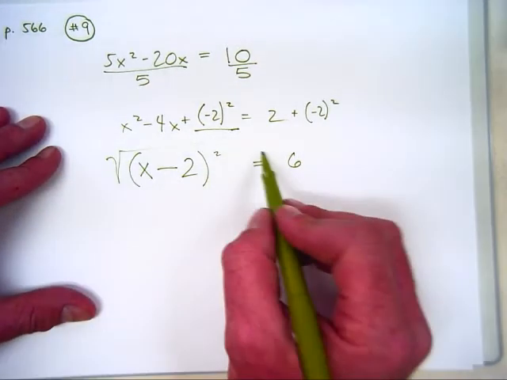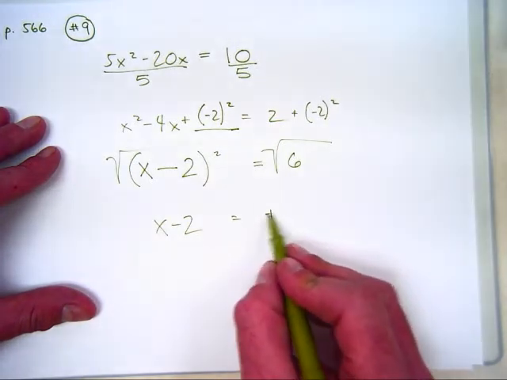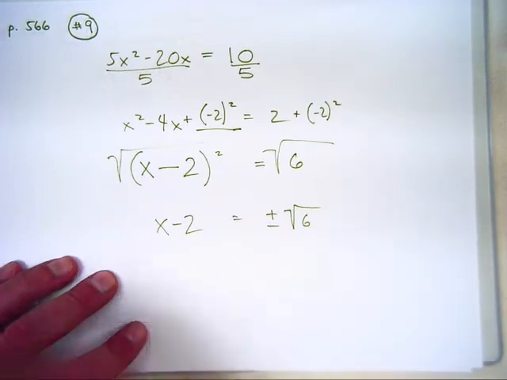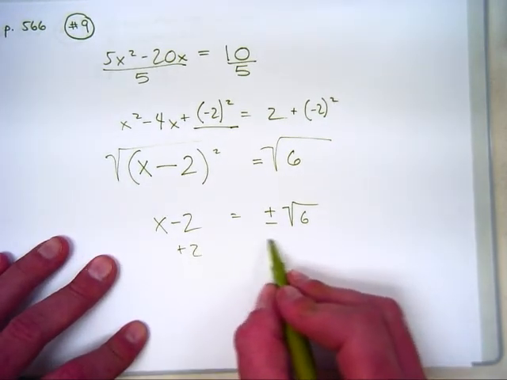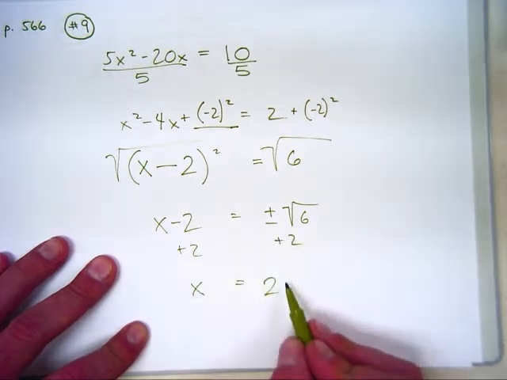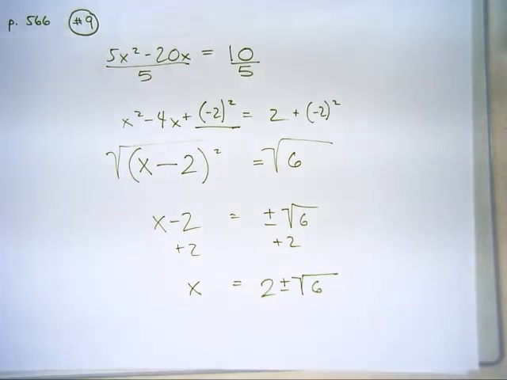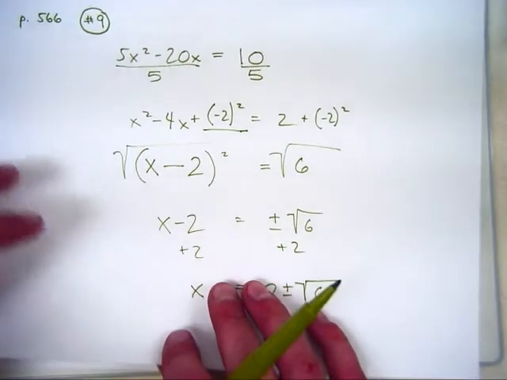Now we square root both sides. So now we get x minus 2 equals positive or negative square root of 6. We can't break the square root of 6 down because it's just 3 and 2. We add 2 on both sides, so I get x equals 2 plus or minus the square root of 6. That's a simplified radical. There's no way we can simplify it any further, therefore it's already been simplified. They didn't ask us to do any simplifying.